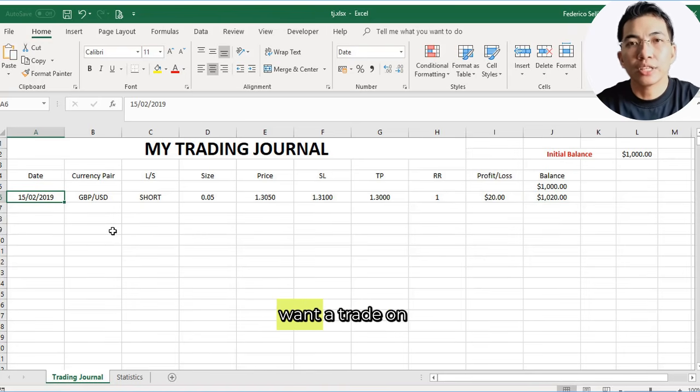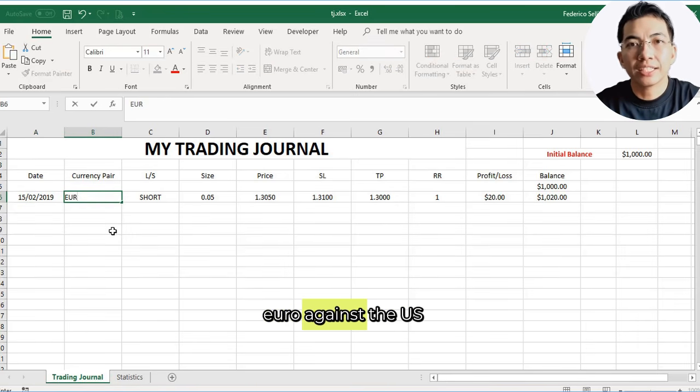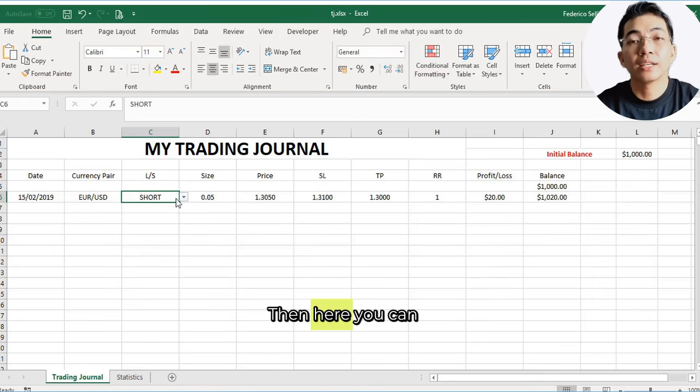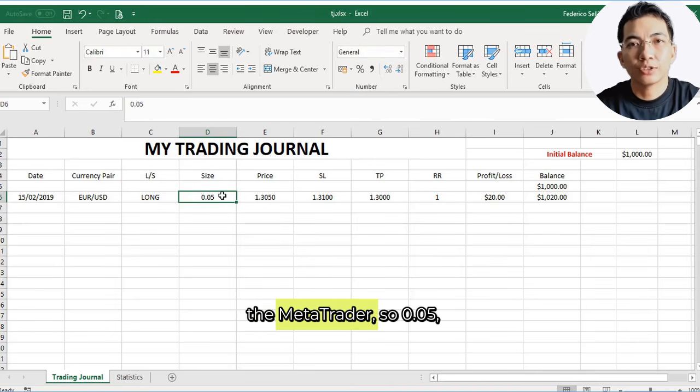Let's say that you want a trade on the 15th of February 2019, so I leave this like this, but I want a different currency pair. I want the euro against the US dollar. Then here you can select long or short. Let's open a long position. Then we have size. You can either type the volume like on the MetaTrader, so 0.05, 5 microlots, or you can also type 5,000 units like we usually do on the Oanda web platform. It is totally the same, it is up to you.